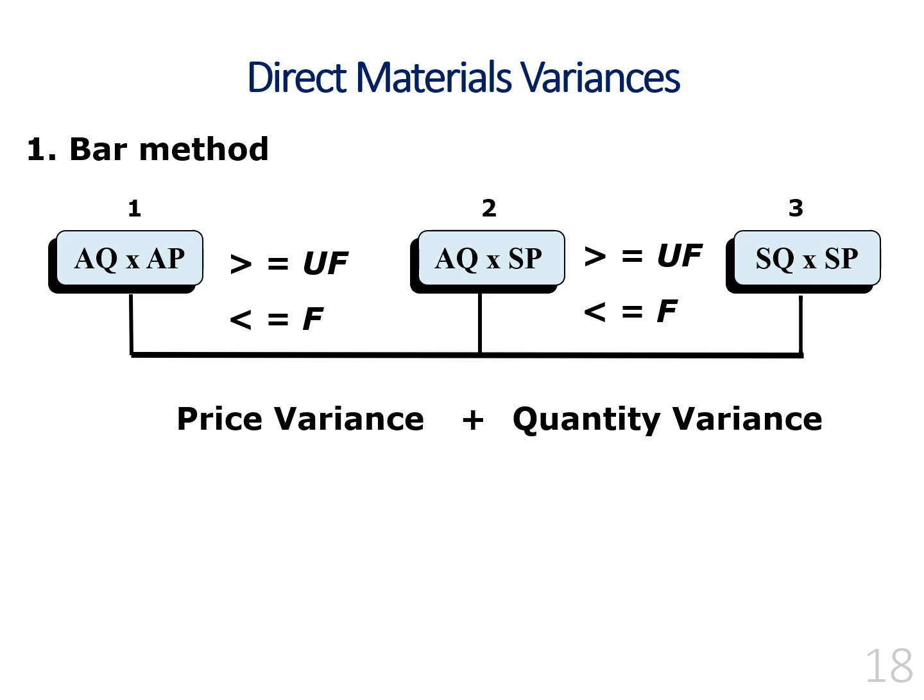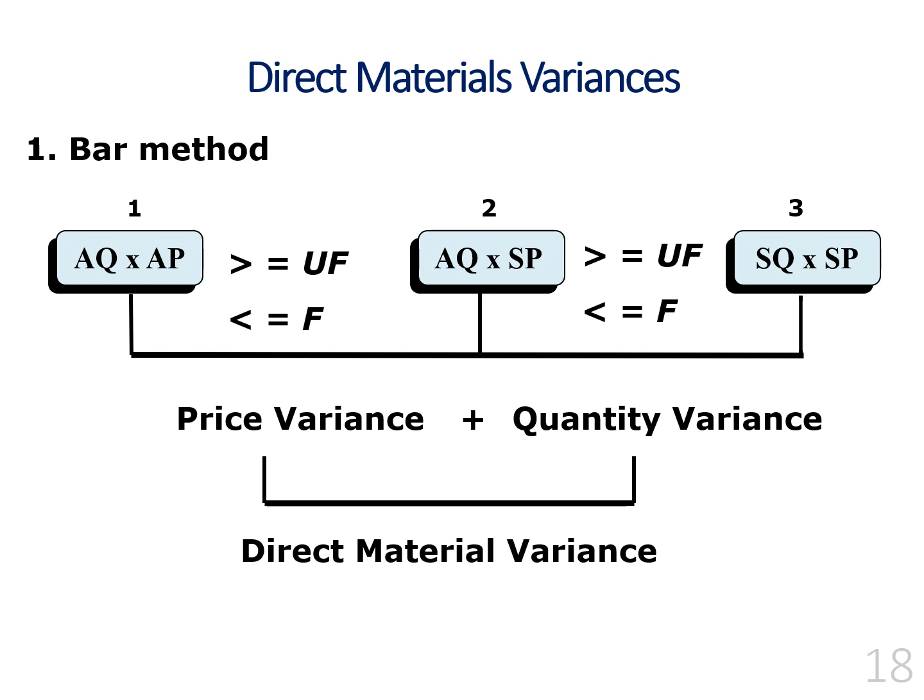So, the price variance plus the quantity variance equals to direct material variance.